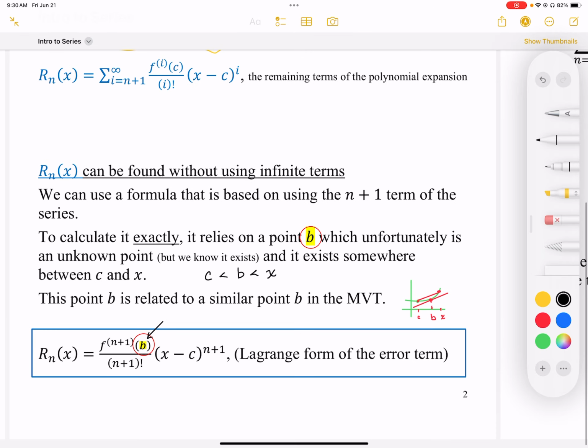So this Rn of x is actually related to the mean value theorem. In fact, it is the nth degree version of the mean value theorem, where the mean value theorem is of degree 1, a linear approximation. The Lagrange form of the error term is an nth degree approximation of the same thing.